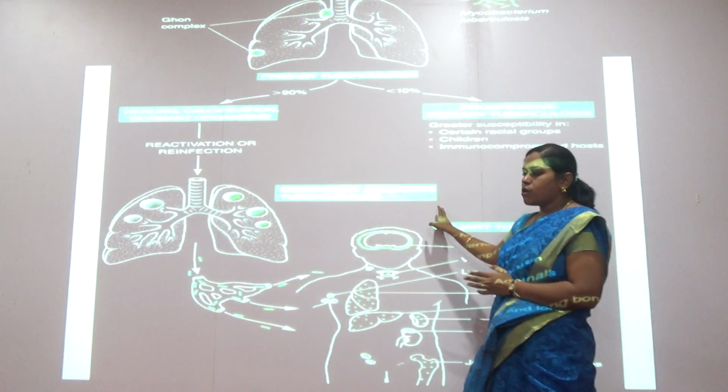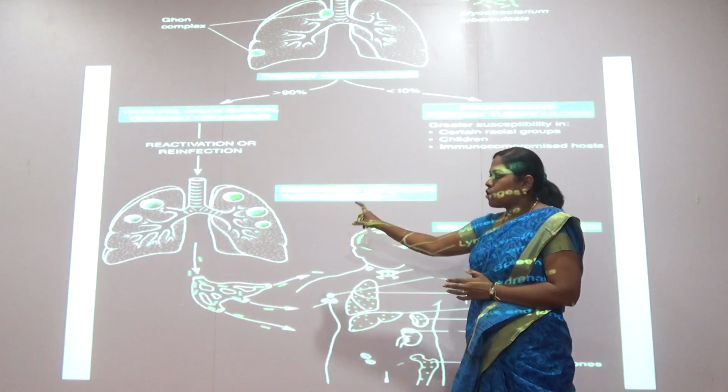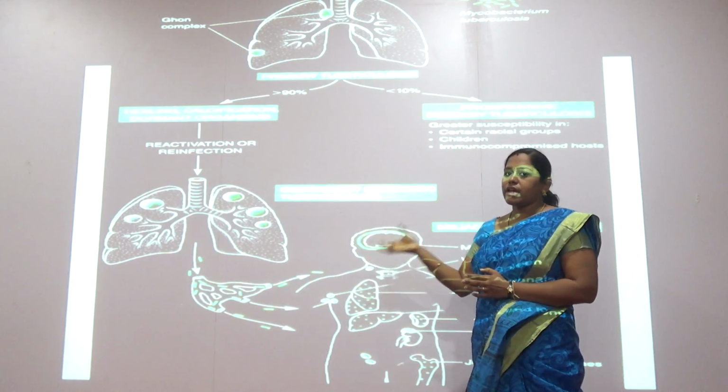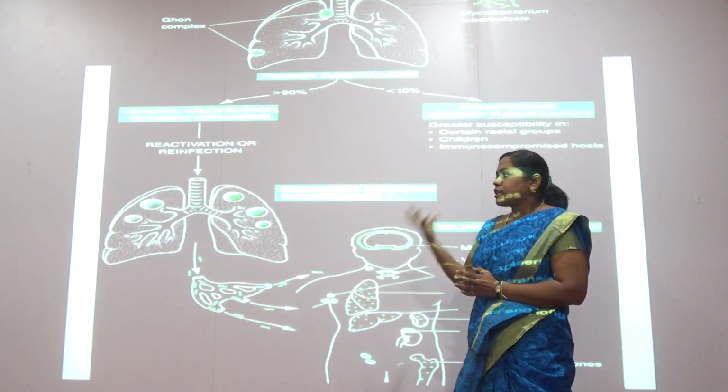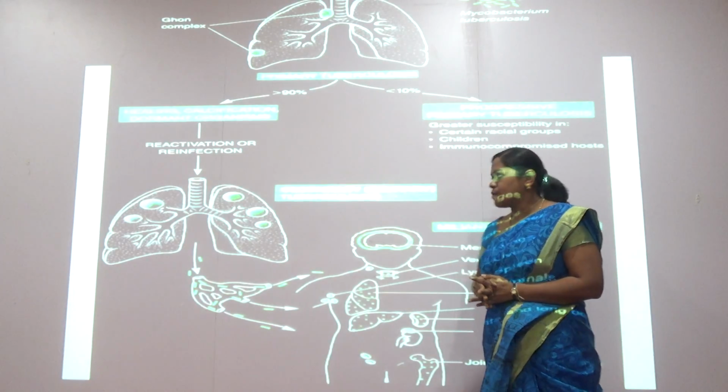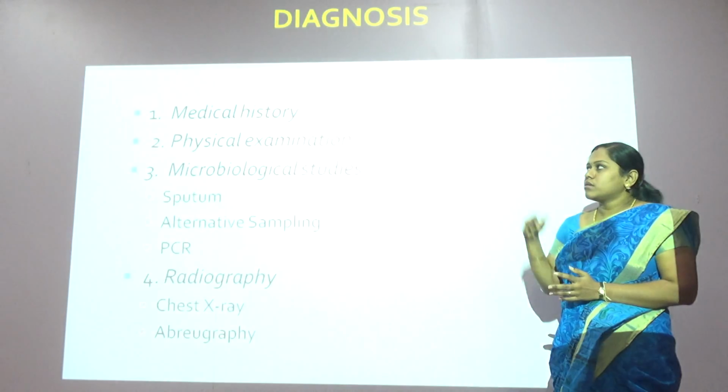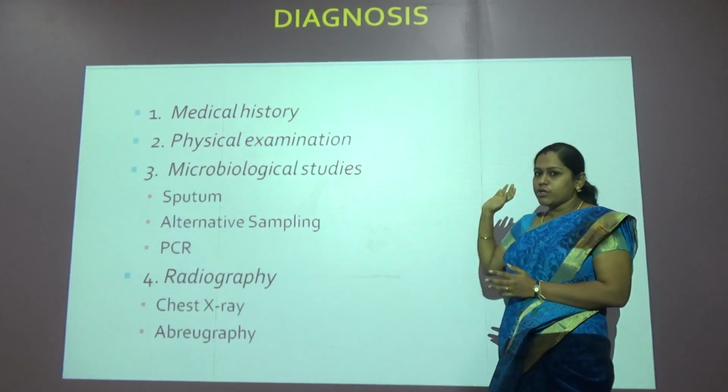This secondary is also called a cavitary, because these Ghon complexes will fill the pleural cavities, and it will be infected with the Mycobacterium tuberculosis spores. So let me discuss the common diagnosis methodology for tuberculosis.